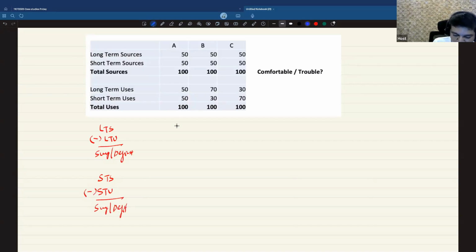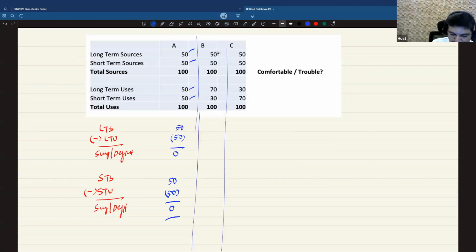Look at company A, long-term source is 50, long-term use is 50. Okay, this is long-term source, this is long-term use. So there is no surplus, no deficit. Look at the short-term source, that is 50, short-term use also 50. So here also no surplus, no deficit. Look at company B. Their long-term source is 50, whereas long-term use is 70. Short-term source is 50, whereas short-term use is 30.